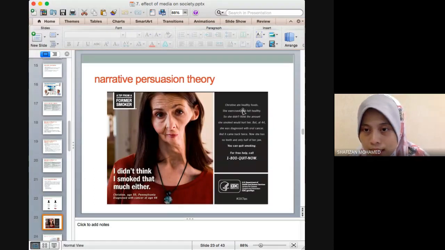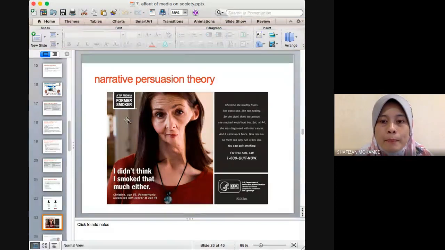It is stated here: Christine ate healthy food. She exercised, she felt healthy, so she didn't think the amount she smoked would hurt her. But at 44, she was diagnosed with oral cancer, the mouth area. And it came back twice. Now she has no teeth and only half of her jaw.